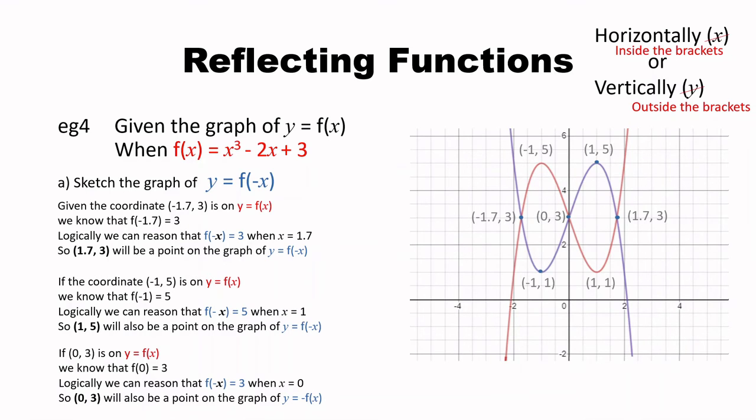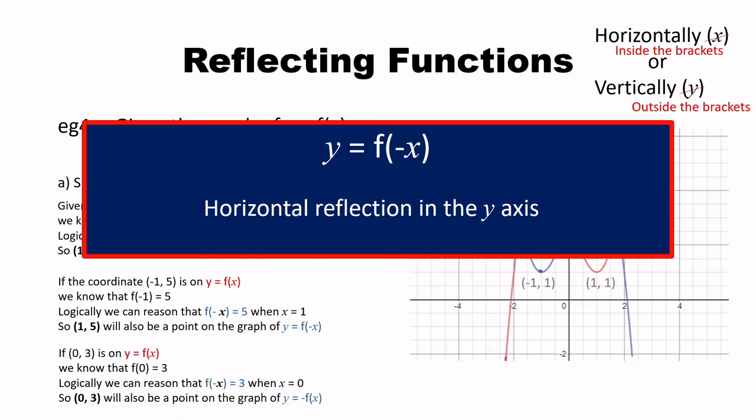Let's see that curve. That curve is simply a reflection in my y-axis. y equals f of negative x. Inside the bracket, we've changed that value to negative. That will be a horizontal reflection in the y-axis.